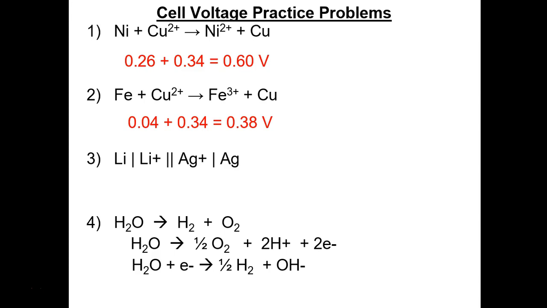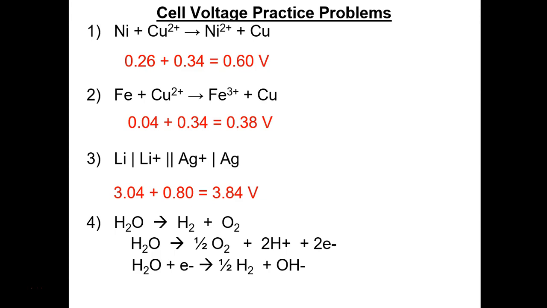All right, so this is showing line notation. So we see lithium is being oxidized into lithium ions. And we have silver ions being reduced into silver. So we're going to find the reduction potential for lithium ions to lithium and then reverse the sign. And then add that to the reduction potential for silver ions to silver. We get positive 3.84 volts.